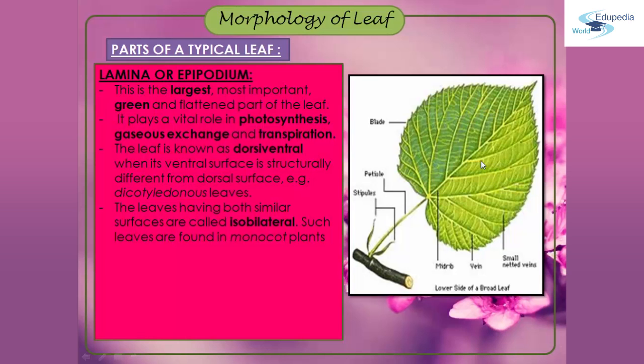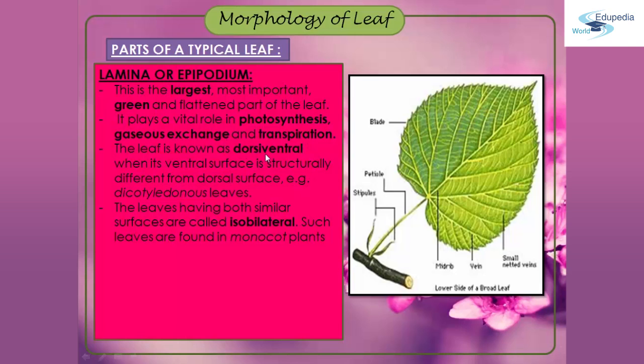Okay. It is the largest, most important, green and flattened part of the leaf. It plays a vital role in photosynthesis because it has the chlorophyll pigment. It also helps in gaseous exchange and transpiration, which cools down the temperature of the plant body.